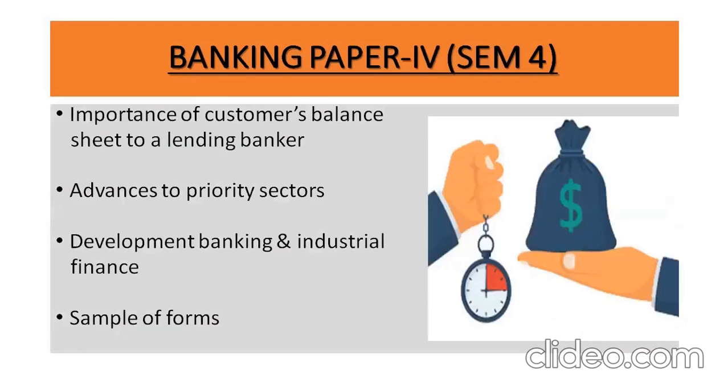While for banking paper 4 in second year BCom semester 4, the topics could be importance of customer's balance sheet to a lending banker, that is, a banker will have to analyze the assets and the liabilities of the customer before a loan is granted. Advances to priority sectors, it could be development banking and industrial finance, while drafting samples of forms for loans, to file a complaint or to carry on any kind of inquiry.